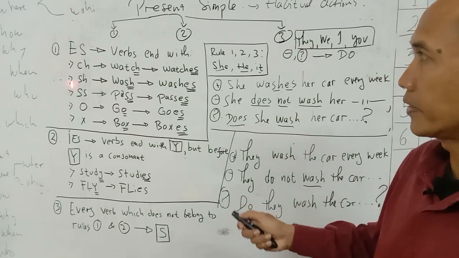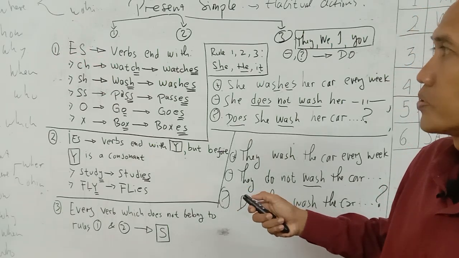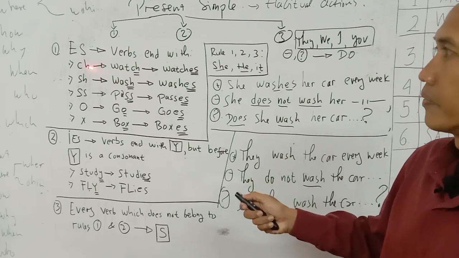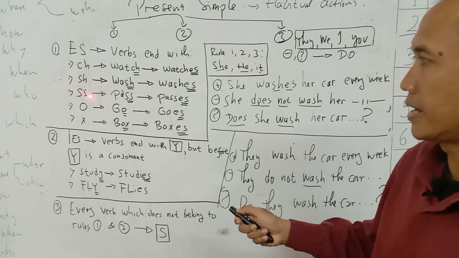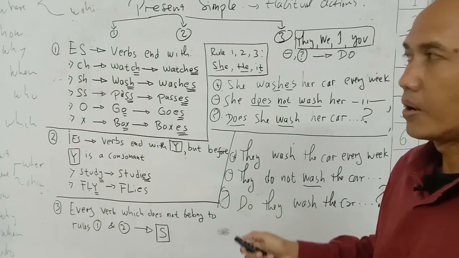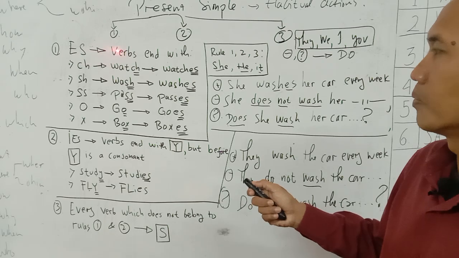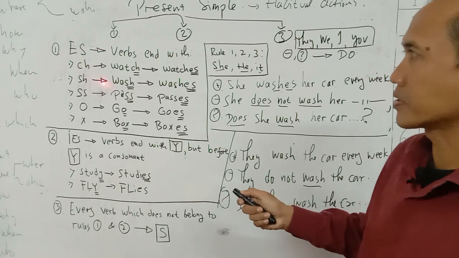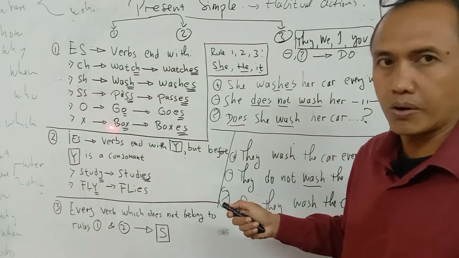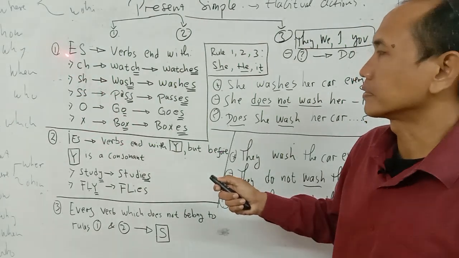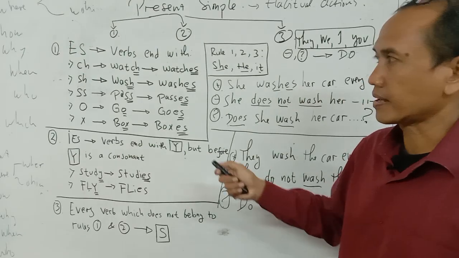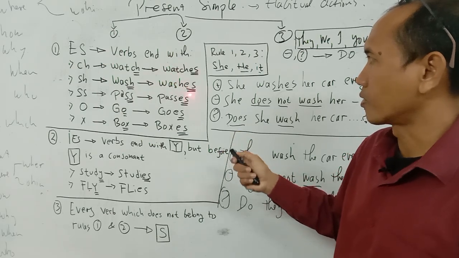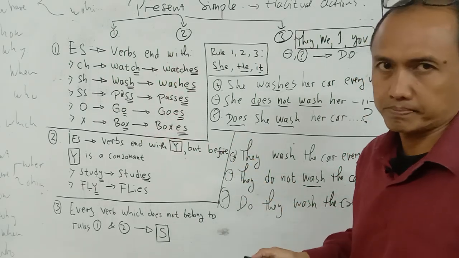So rule number 1 is es, and you use es depending on the verbs ending with ch, sh, ss, o, and x. When you find verbs ending with ch, sh, ss, o, and x, you have to put es on the verb, okay? Like watches, passes, goes, and boxes.